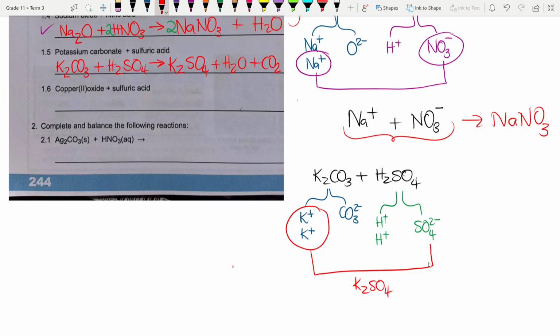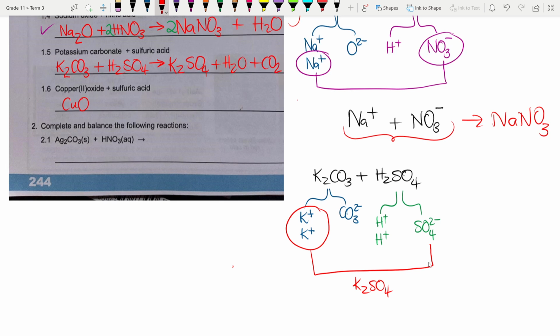Okay, do you think you could have been able to do it on your own? Sure. Okay, let's look at the last one. Copper 2 oxide. How does copper 2 oxide look like? CuO. CuO, that's correct.